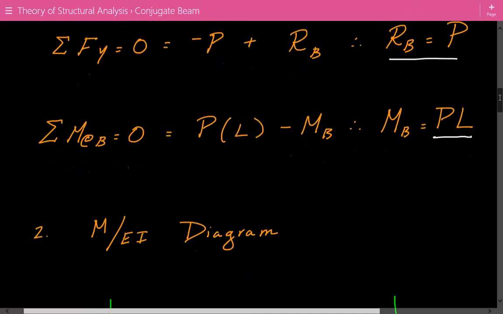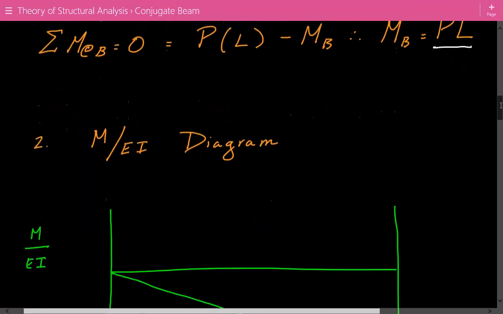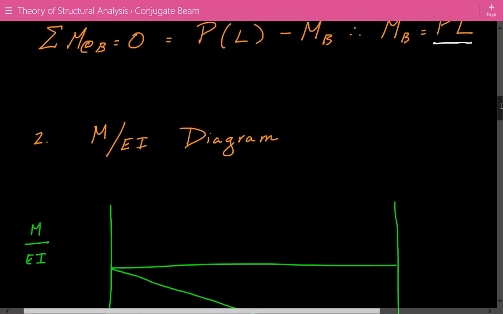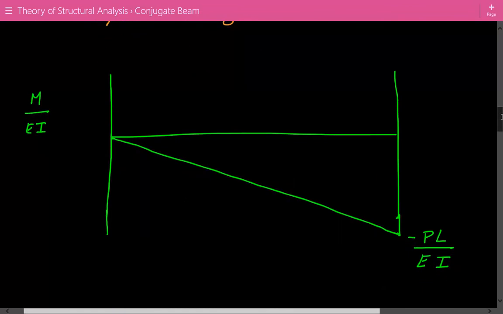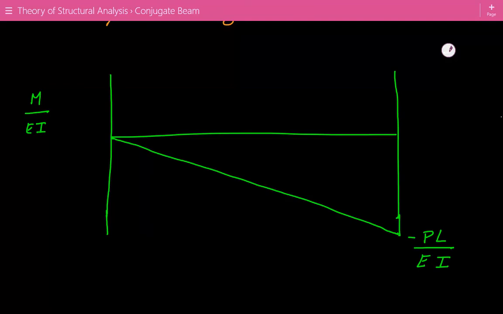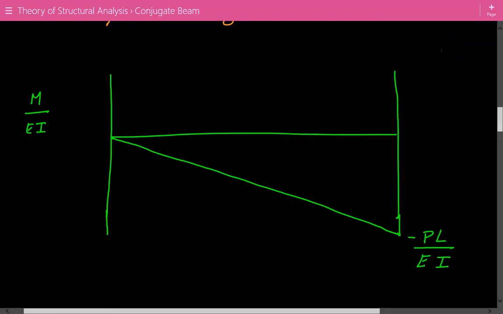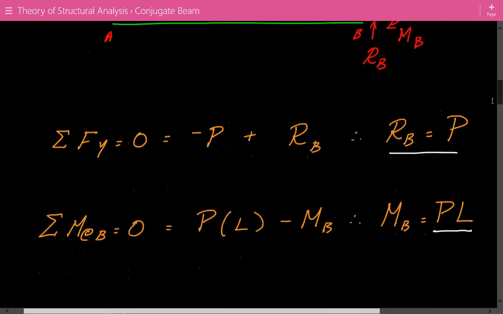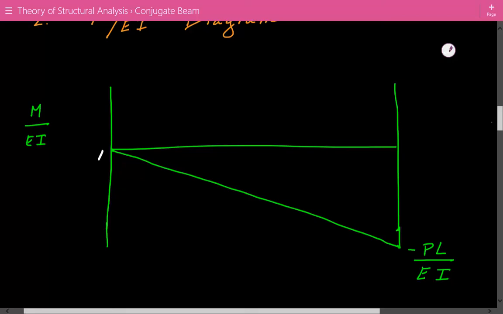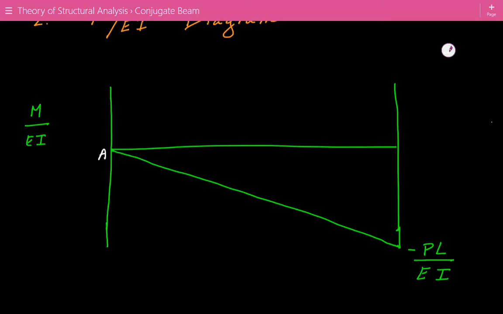Now we're going to construct the M over EI diagram, the moment divided by Young's modulus times moment of inertia diagram. So here's what it looks like. We have the maximum absolute value equal to negative PL over EI at the fixed end, and it goes to 0 at A, the location of the concentrated load. At B, it's negative PL over EI.